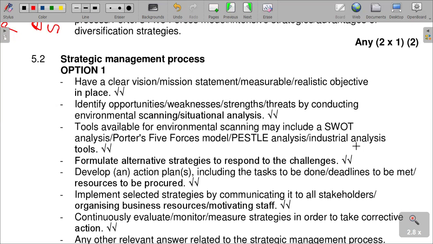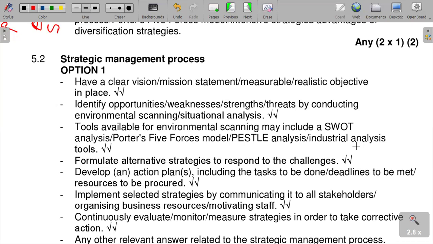So still on that, it is also important that businesses formulate alternative strategies to respond to their challenges, which we can say is to develop an action plan, including the tasks to be done, deadlines to be met, and resources to be procured, resources to be bought. Therefore, businesses implement selected strategies by communicating that strategy to all the stakeholders, organizing business resources, as well as motivating the staff.